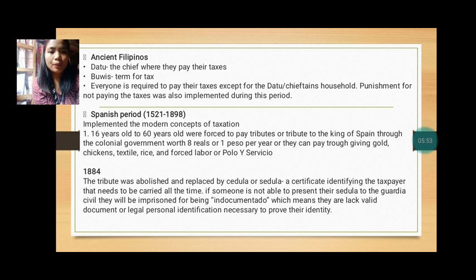Noong 1884 naman, na tribute was abolished, na tanggal na yung modern concept of taxation na ipinatupad ng mga Spaniards, and it was replaced by the cedula. A cedula is a certificate identifying the taxpayer that needs to be carried all the time. And if someone is not able to present their cedula to the Guardia Civil, they will be imprisoned for being indocumentado, which means they lack a valid document or legal personal identification necessary to prove their identity.